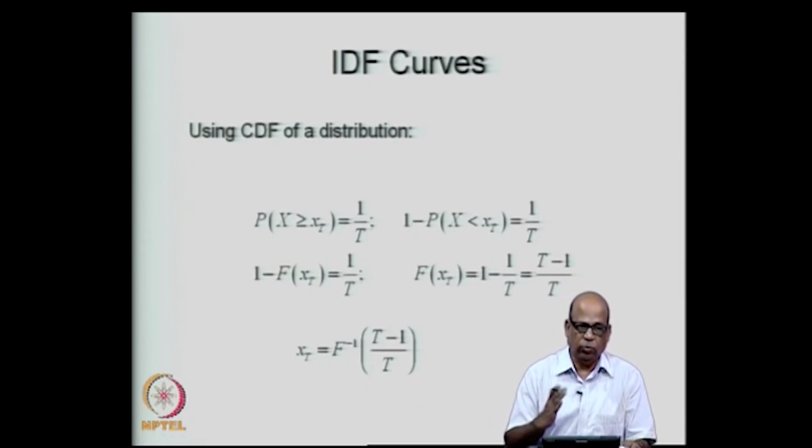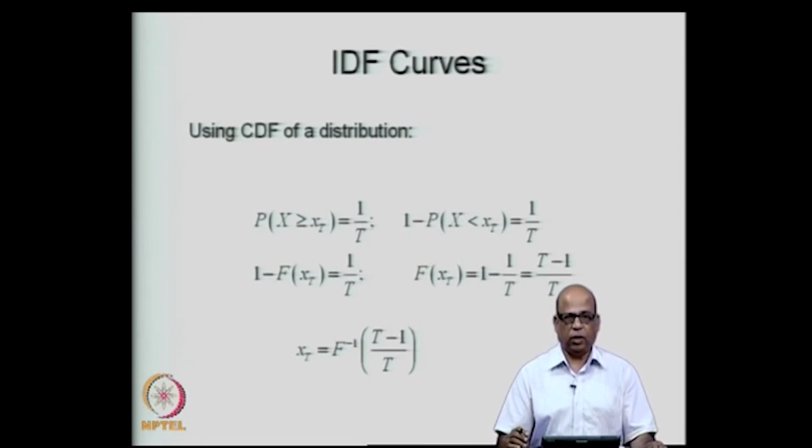So, you either use the frequency analysis method or you use the probability distributions directly and use the inverse of probability distributions to obtain the x t. Okay, for a return period specified, we now know what is the magnitude of the rainfall that is to be used, that is x t.